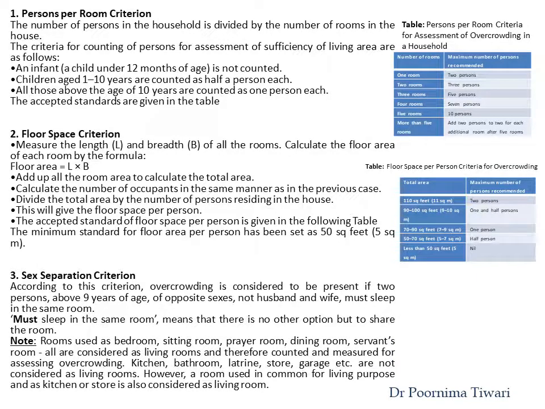Another important note: which rooms to include for calculation of the number of rooms or the area. All the bedrooms, sitting rooms, prayer rooms, dining rooms, servants' room are to be included as living rooms, and therefore they should be counted or measured for assessing overcrowding. But the kitchen, bathroom, latrine, store, garage are not to be considered as living rooms. However, if there is only one room where the family stays and they are using the same room for cooking purpose also, then that room is counted as a single room.